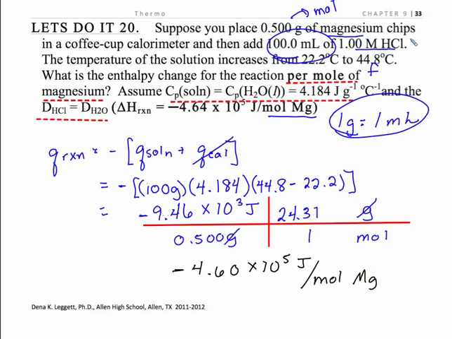Didn't ask us per mole of HCl. In this case, the HCl was very likely in excess, and my magnesium was my limiting. So you always want to have it per mole of your limiting reagent.